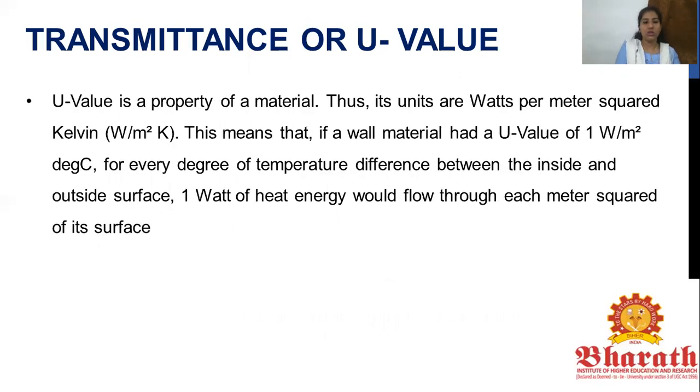So this U value is the property of a material. Thus, its units are watts per meter square Kelvin. This means that if a material had a U value of 1 watt per meter square degree Celsius, for every degree of temperature difference between the inside and the outside surface, 1 watt of heat energy would flow through each meter square of its surface.